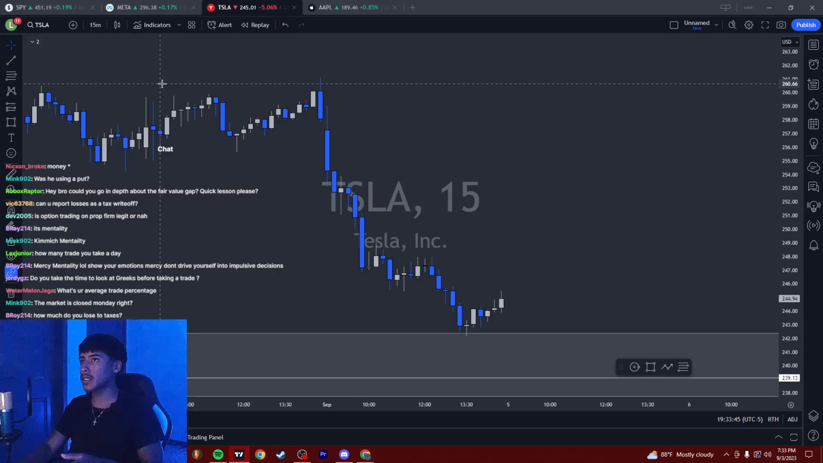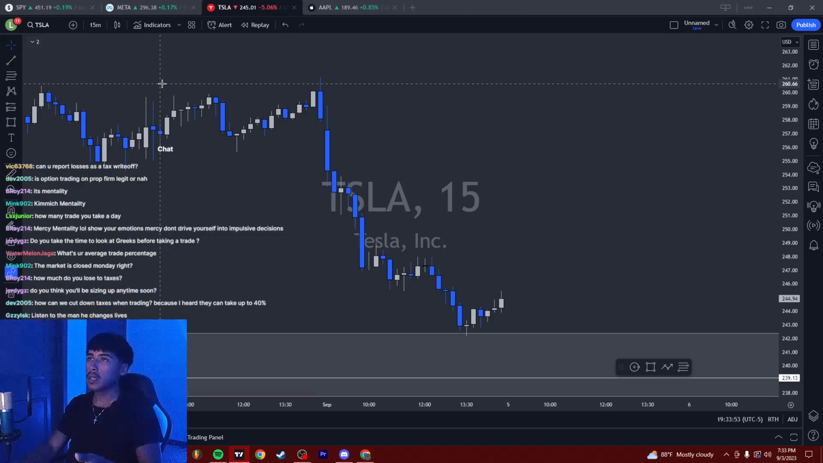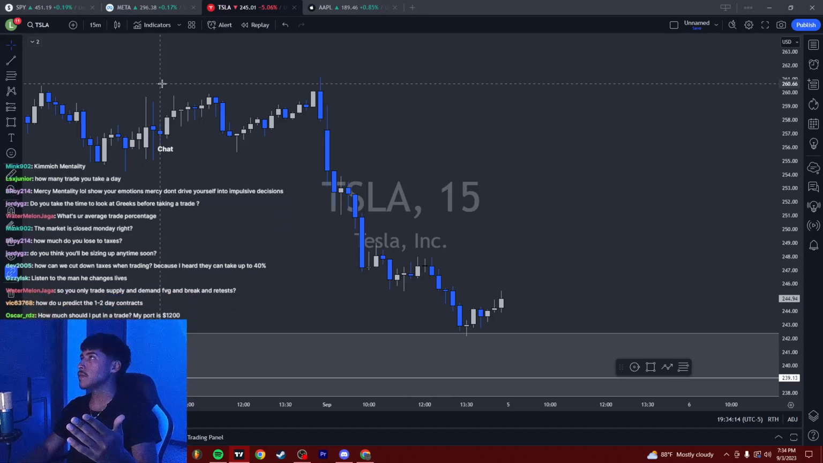1 to 2 day contracts, they're going to move a little slower, but you can hold maybe an hour or two before they start losing value, right? So if the market's not moving and you still want to take a trade, play 1 to 2 day contracts. It's all about understanding how they move. That's like SPY, 0 DTEs, SPX, stuff like that. Now, with Tesla, Apple, Meta, any other stock, they're going to be weekly contracts. So there's 1 week contracts, 2 week contracts, 3 day contracts.